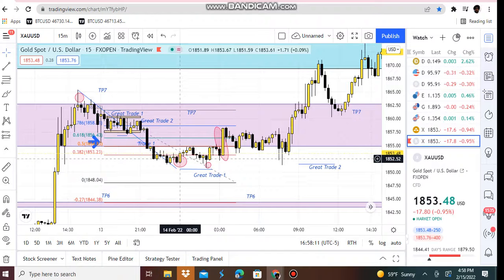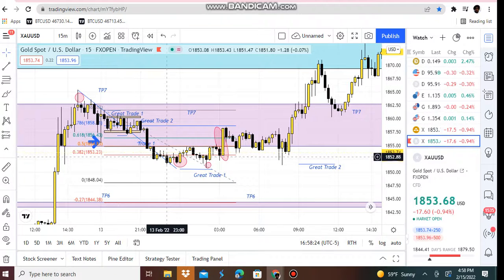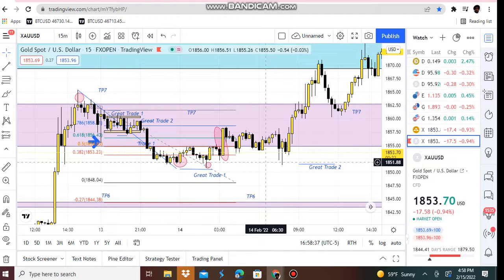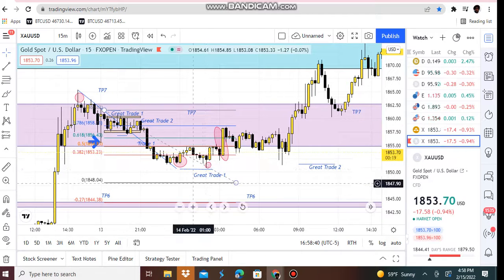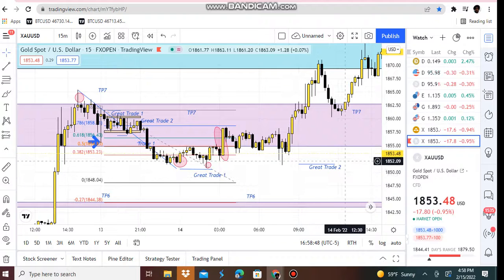As soon as 12 o'clock hit, starting the agent session on Sunday, February 13th, 2022, Super Bowl day, you could have taken profit all the way to the 0.382 Fibonacci level, all the way down to 1850. Then you could have gotten back in for a great trade one and great trade two, and after taking this profit, got back in for another buy entry, and made more profit and more money.